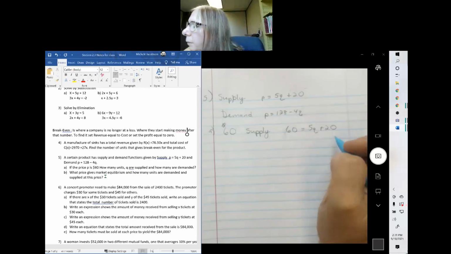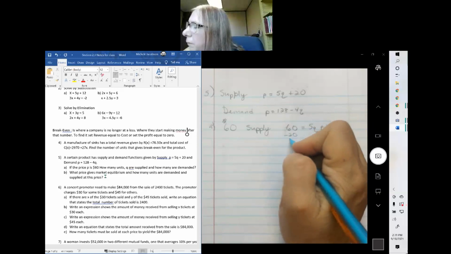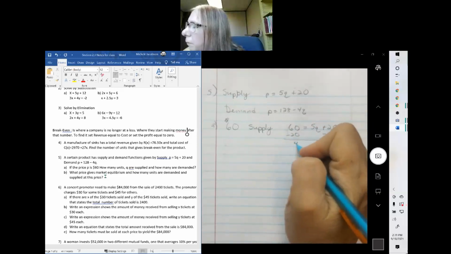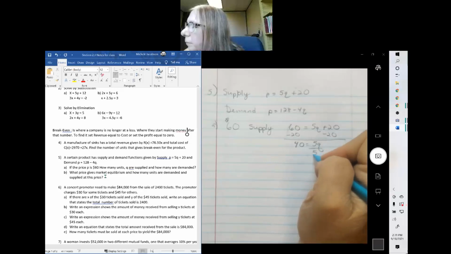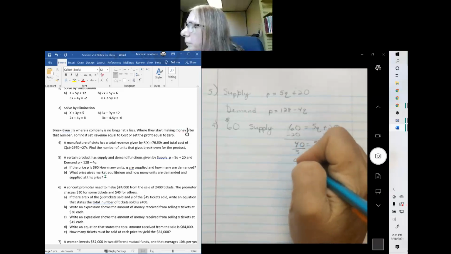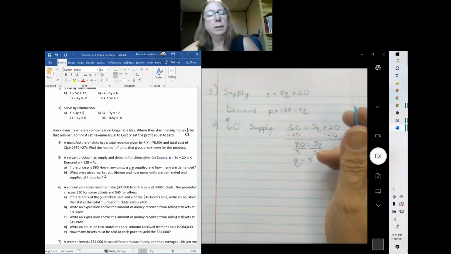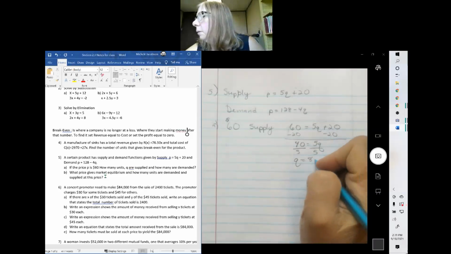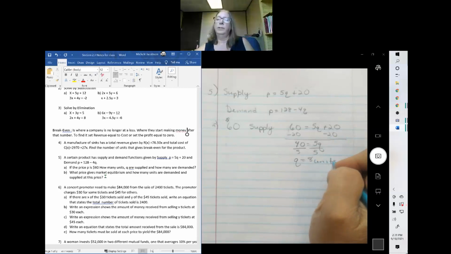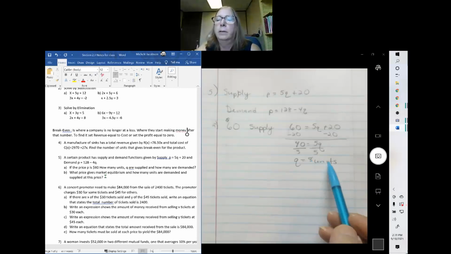So we would subtract the 20 and divide by 5. Does it say what they are? Just units. So at $60, a company will supply 8 units.